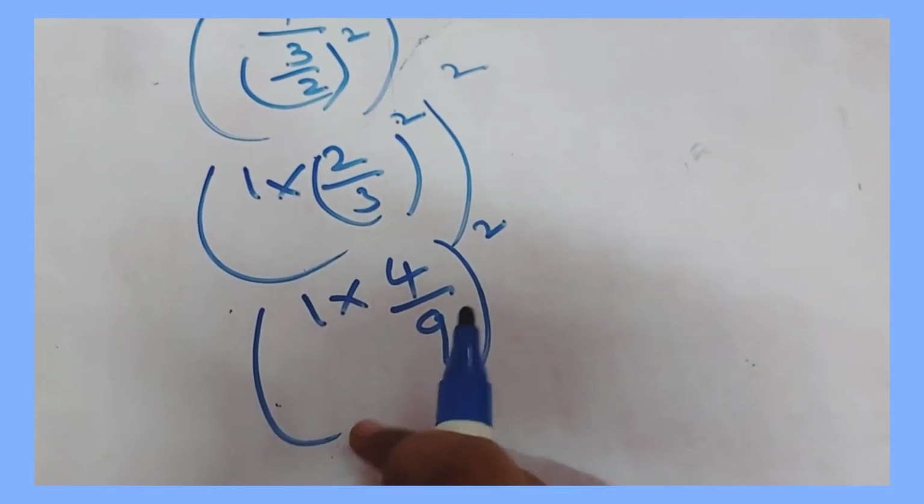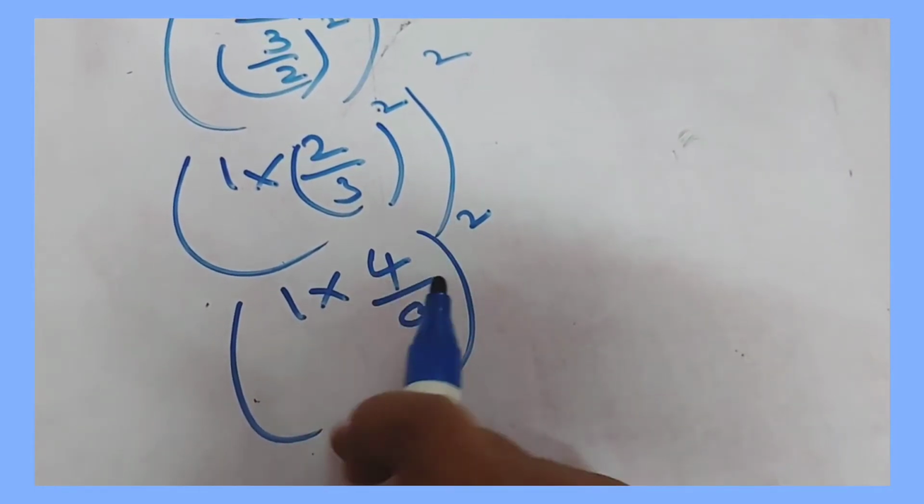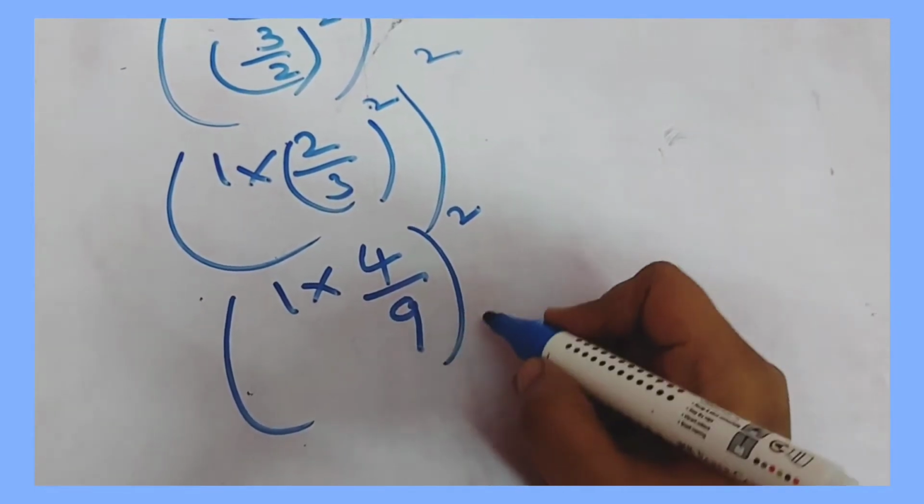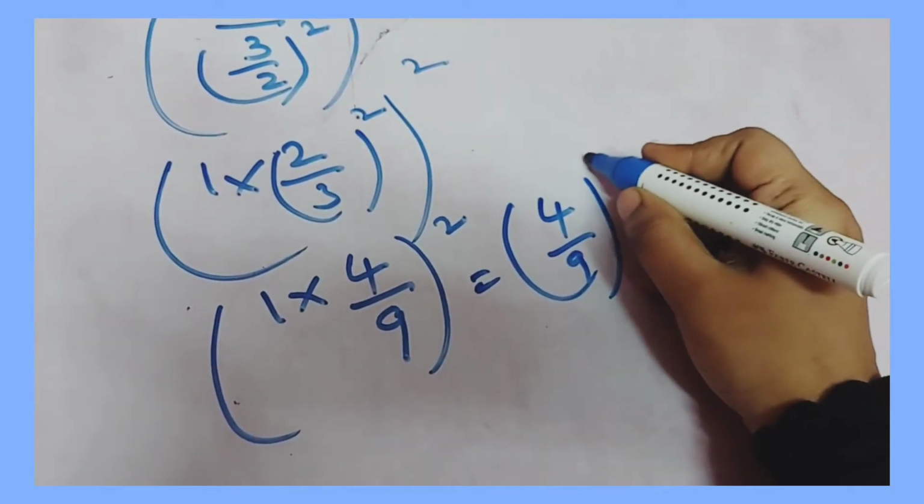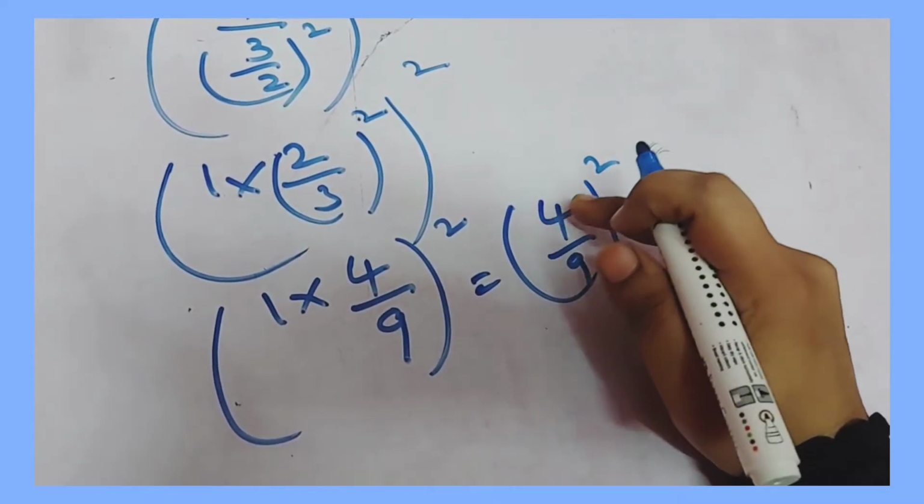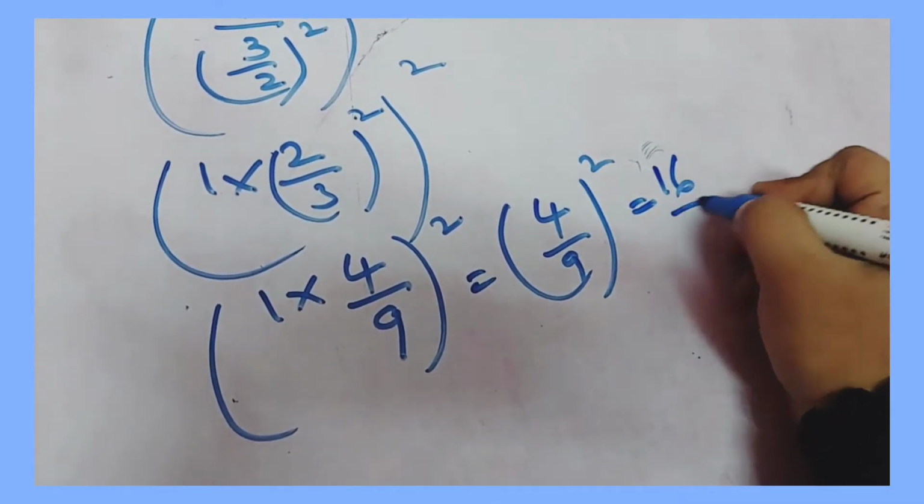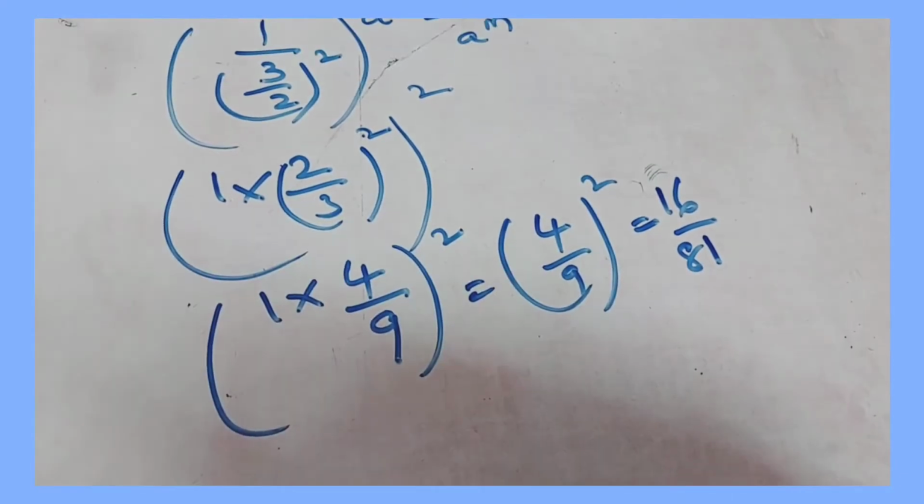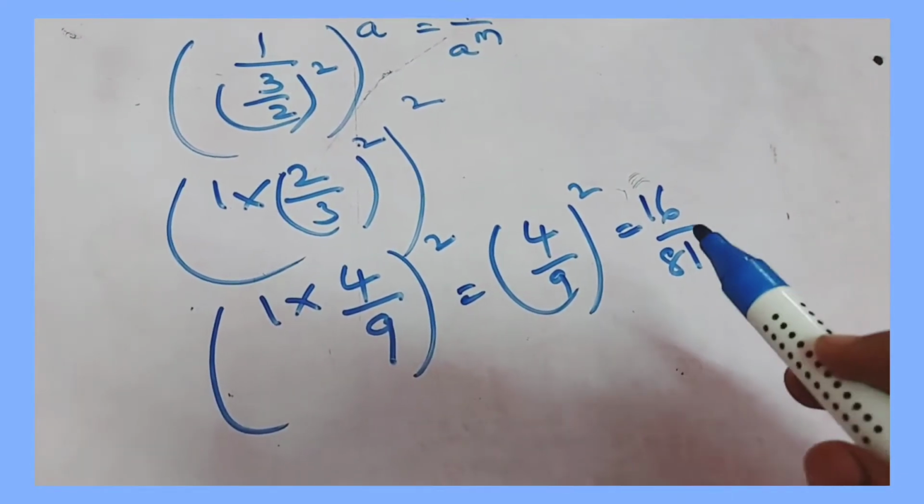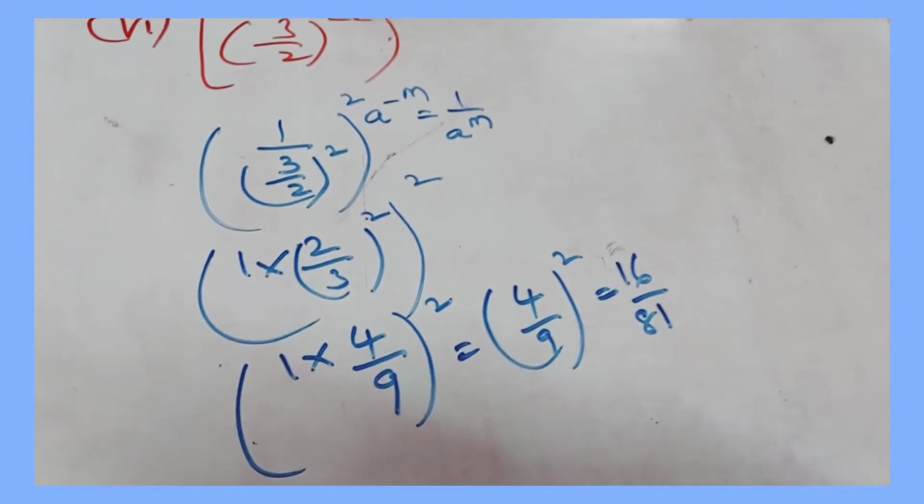Okay, then what you have to do? 4 ones are 4 by 9. Okay, 4 by 9 whole square is equals to 4 4s are 16 by 9 9s are 81. So the answer is here 16 by 81.